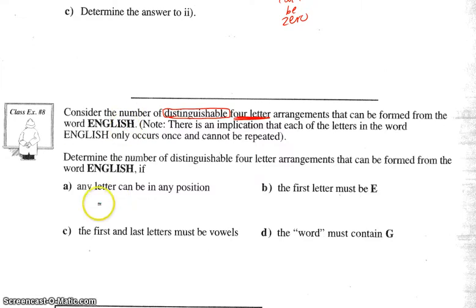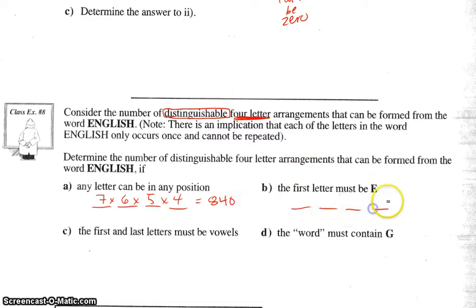Okay, so here we go. Any letter can be in any position. So we have a 4-letter word, and we have 1, 2, 3, 4, 5, 6, 7 letters to choose from. So initially, I would have 7 choices for the first letter. Then I can't use the one I just chose, so 6 left, and then 5 left, and then 4 left. Whatever that works out to be, I guess that would actually be 840. Then next scenario, first letter must be an E.